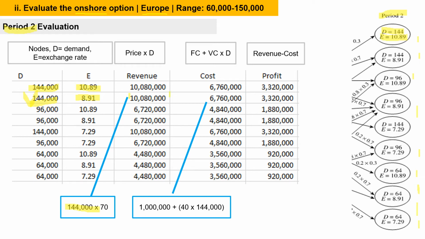And for the cost, it is just the fixed cost in Europe, which is 1 million euro, plus the variable cost in Europe, that is 40 times the demand here. And we got this number. And for the profit, we just compute it from the revenue minus the cost, and so on. For the detail, you also can see it from the Microsoft Excel file.